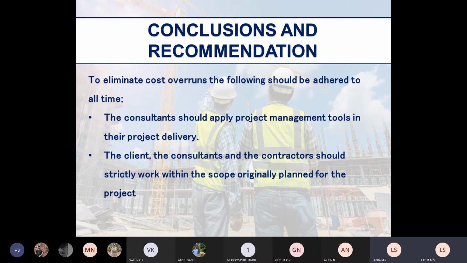And what are the conclusions and recommendations? Finally, the project has to be completed within the time without any cost overrun. Overrun should not happen. If overrun happens, students, your project will be out of your hand and will not get completed. That is what the consultant should apply, project management tools in their own project delivery. Otherwise, it is not possible.